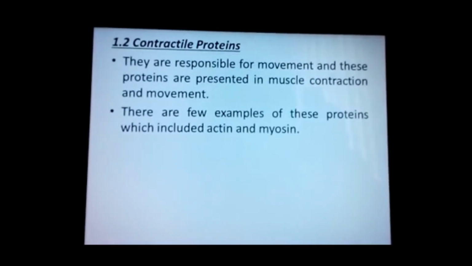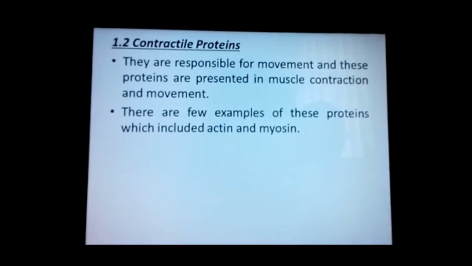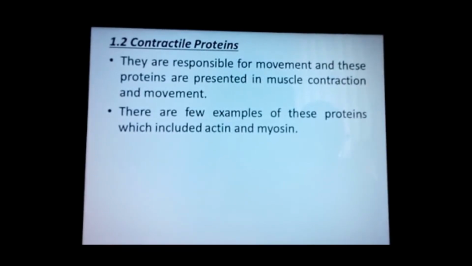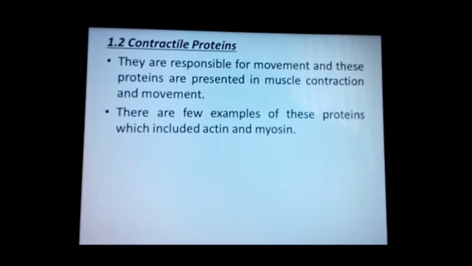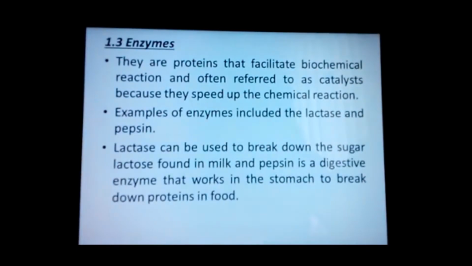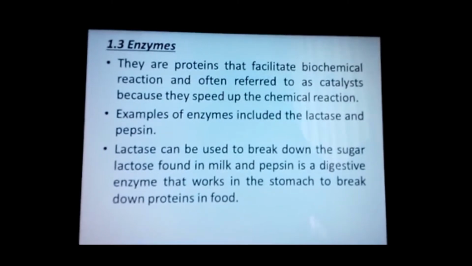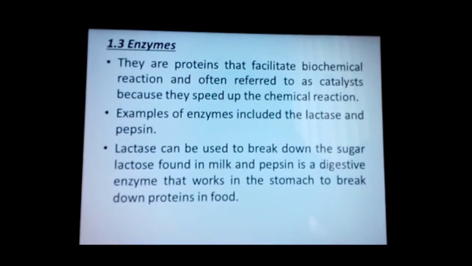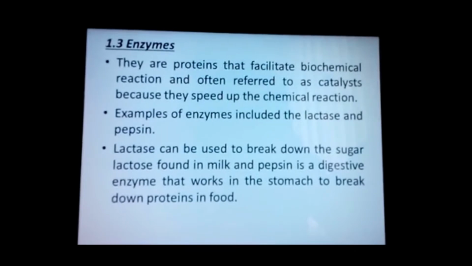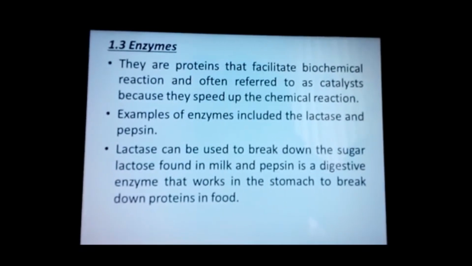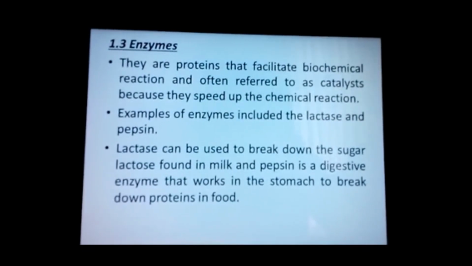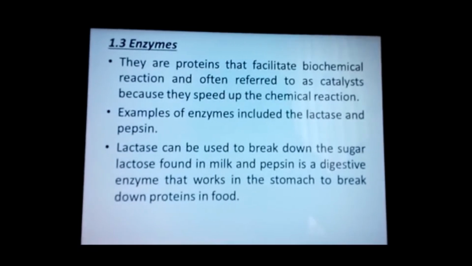Second is contractile proteins. They are responsible for movement, and these proteins are present in muscle contraction and movement. A few examples of this protein include actin and myosin. Third is enzymes. They are proteins that facilitate biochemical reactions and are often referred to as catalysts because they speed up the chemical reaction. Examples of enzymes include lactase and pepsin.